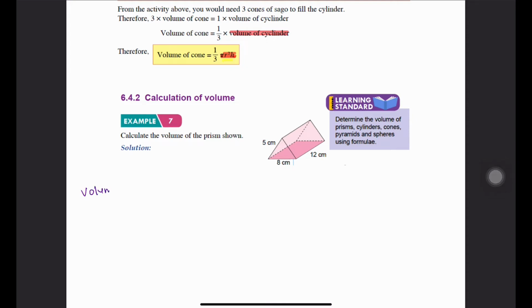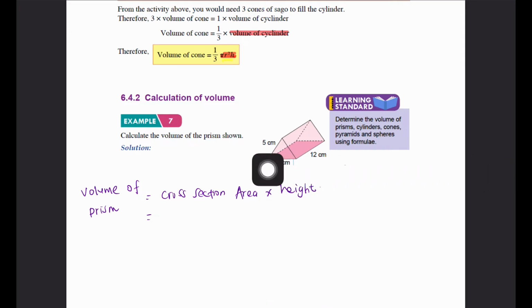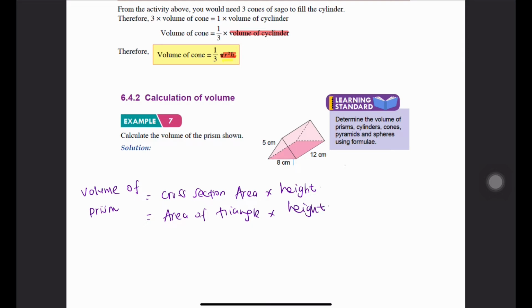volume of prism is equals to cross-section area times height. Okay, so we know that cross-section area is a triangle. Okay, so area of triangle times height. Okay, so now let's focus on this part first.